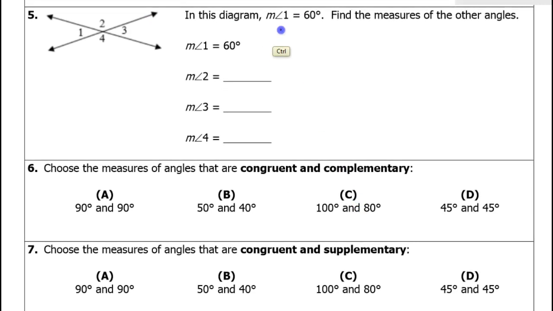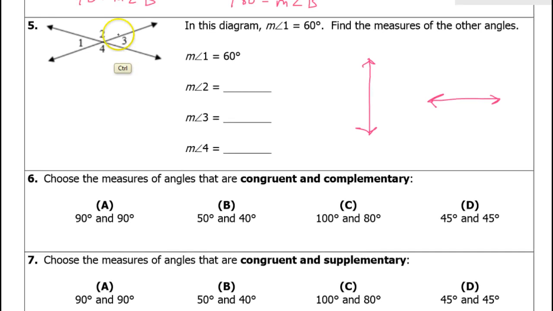Now in this diagram, the measure of angle 1 is 60 degrees. Find the measure of the other angles. So when you have intersecting lines like this, it creates 2 pairs of vertical angles. Now I know you're used to thinking of the word vertical as meaning up and down, like this is a vertical line, this is a horizontal line. But this really doesn't have anything to do with that. When I say vertical angles, even angles like this, angles 1 and 3 are vertical angles. When you have intersecting lines, these angles that are across from each other are vertical angles.